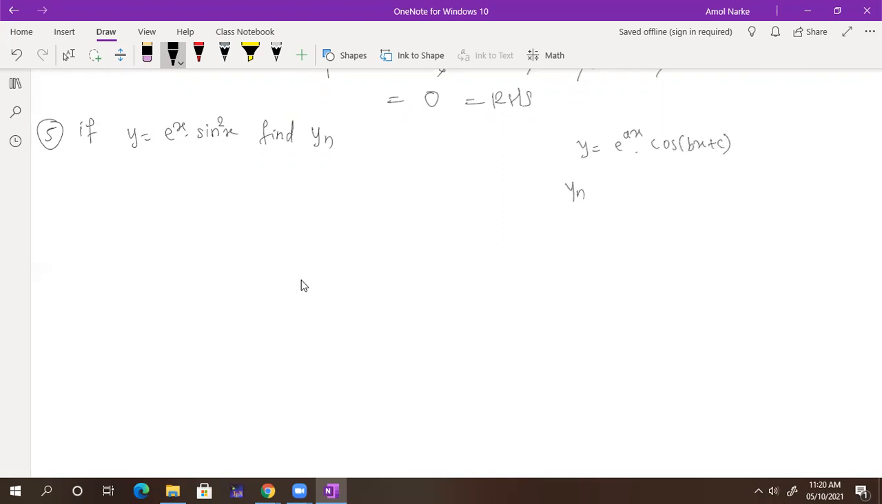What is the yn that came here? Some r raised to n into e to the power ax into cos of bx plus c, plus n theta. Yes, e to the power ax, before cos. Definitely, e to the power x into cos x plus c, plus n theta.